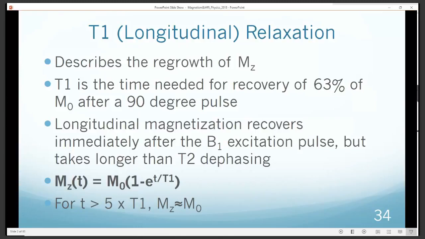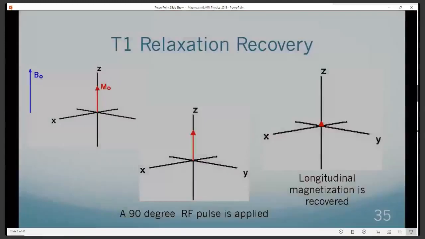As you can see, it's in this exponential equation here, which shows that it's a recovery process. That's where the 63% comes from in here. And you don't get full recovery until you're up to 4 or 5 times T1. That's when you're getting close to this value here, the exponential of negative t over T1 being 0.